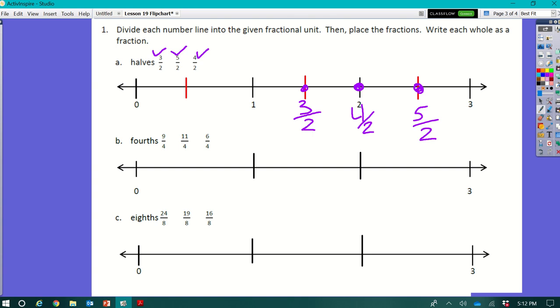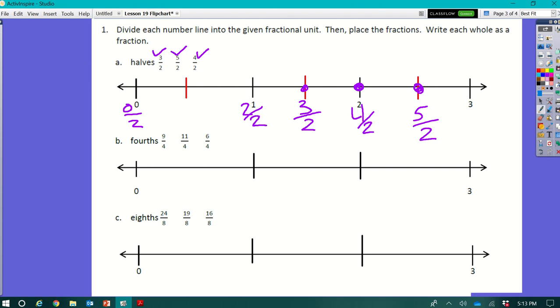Okay, then it said to write each whole as a fraction. So I'm going to go back to my whole numbers and I'm going to write them as a fraction. So I know 0 is going to be 0 halves. 1, if I count, this is 1 half and 2 halves.